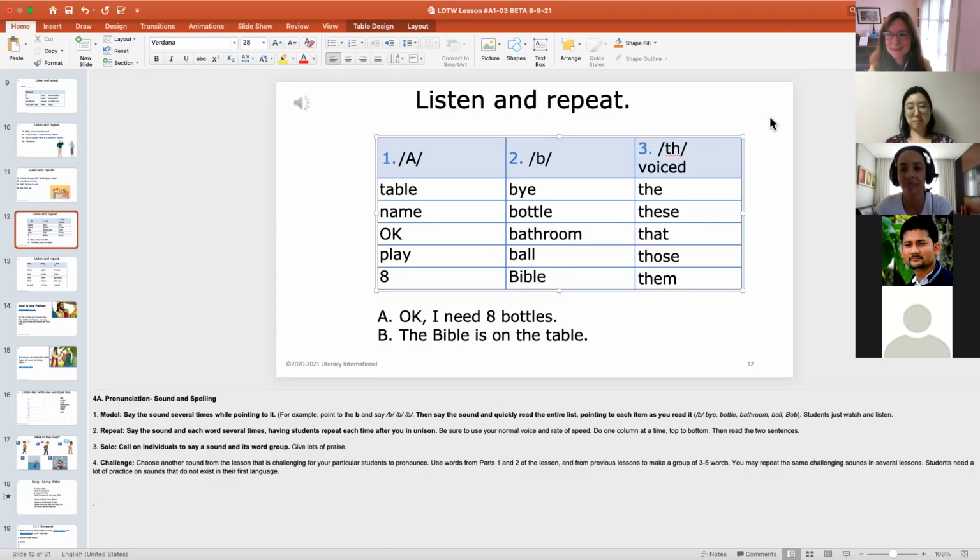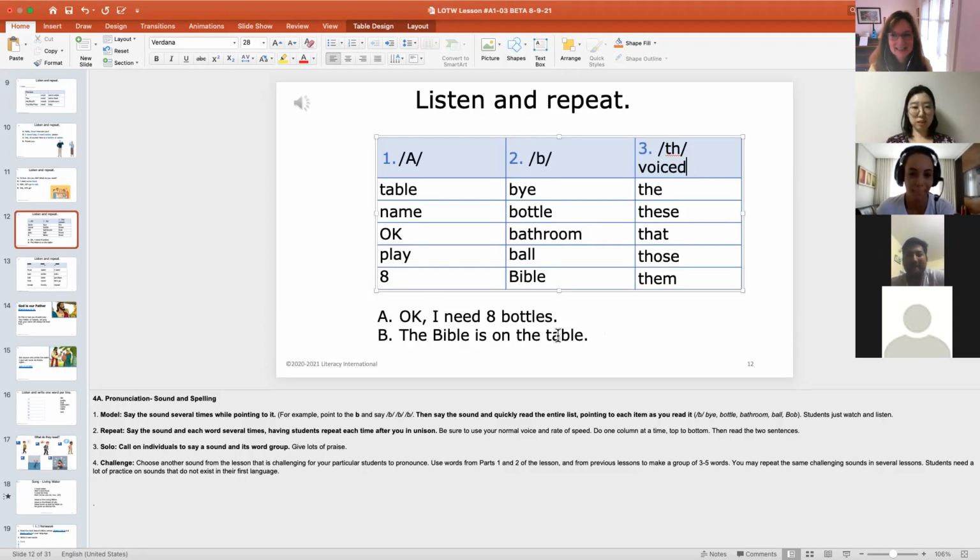Okay, now we come to, so we do the model, repeat, solo, and then we have two sentences at the bottom that use the sounds. Okay, I need 8 bottles. Prakash, can you please read sentence A? Okay, I need 8 bottles. All right, good. And Inji, can you read sentence A, please? Okay, I need 8 bottles.